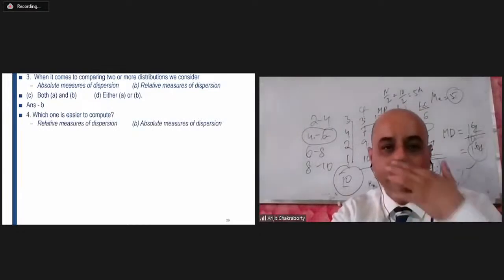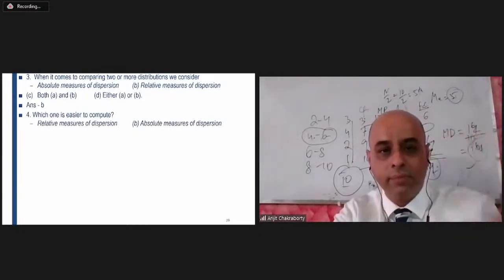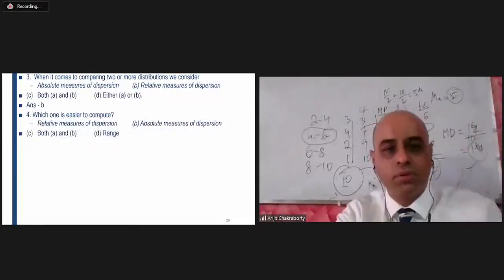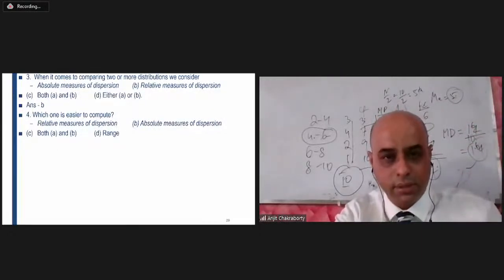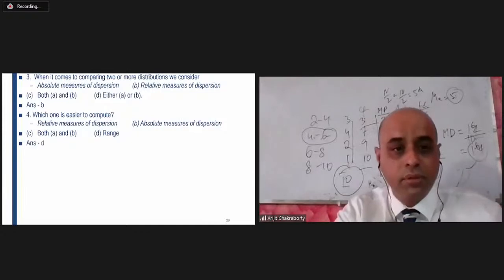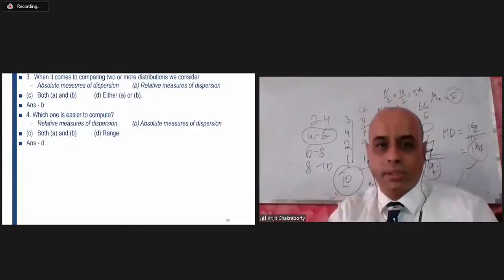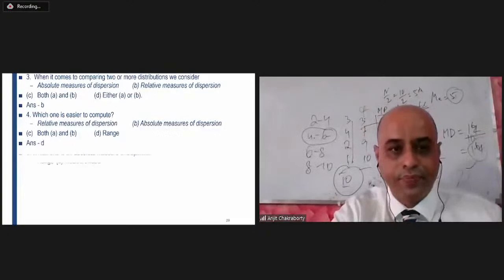Last one, which one is easier to compute? Number 4: relative measures or absolute measures, both A and B, or is it range? Now, easier to compute, definitely range. Range is the easiest. So range will be the answer here.